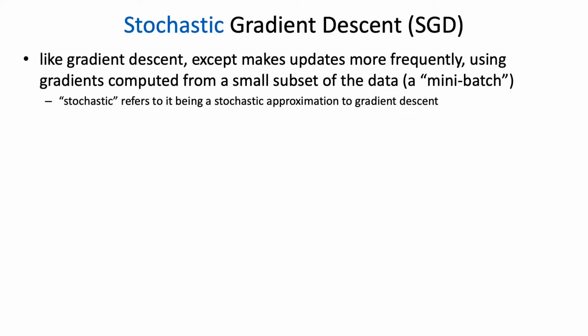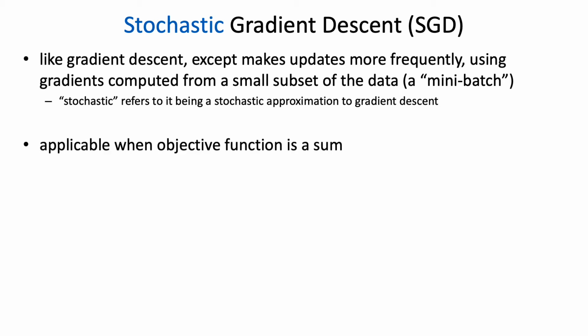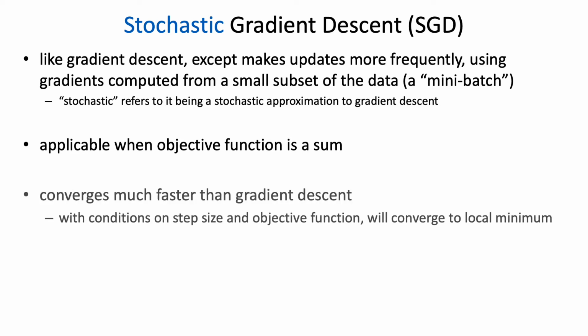The solution is to use stochastic gradient descent, or SGD, which is very similar to gradient descent, except it makes updates much more frequently, using the gradient calculated on a small subset of the training data, usually a mini batch of size 100 or so. The term stochastic here refers to this being a stochastic approximation to gradient descent. There's no random noise added to the gradients or anything like that. SGD is applicable when the objective function is a sum, as it is with empirical risk minimization. It converges much faster than gradient descent and has some similar guarantees under certain conditions.